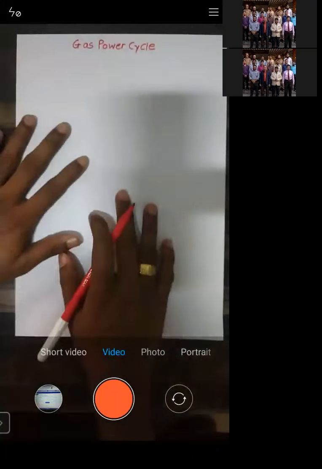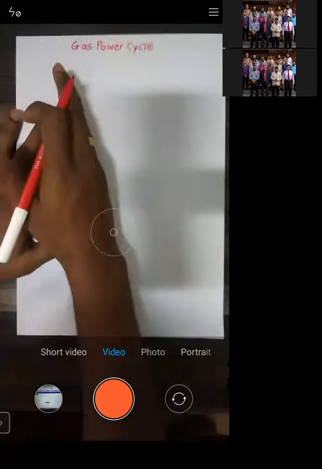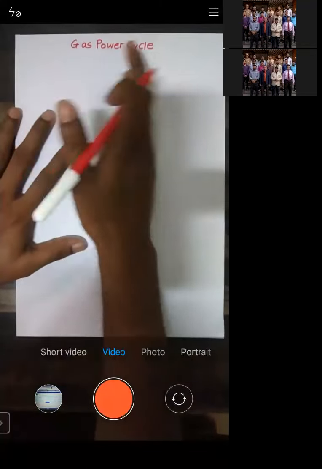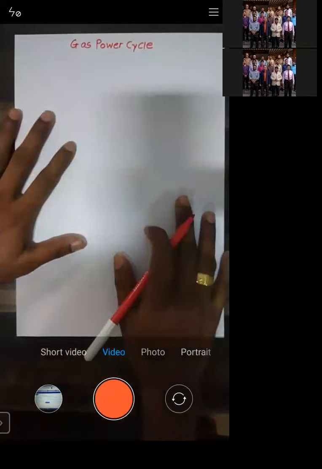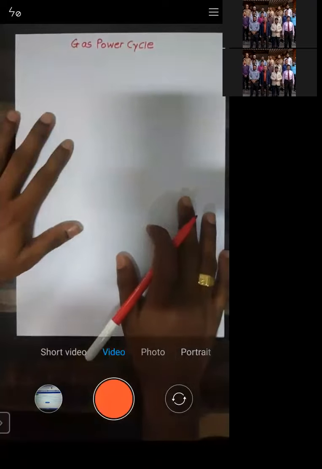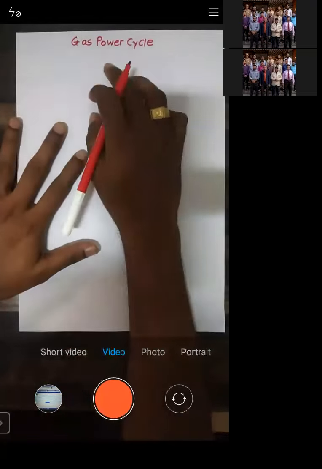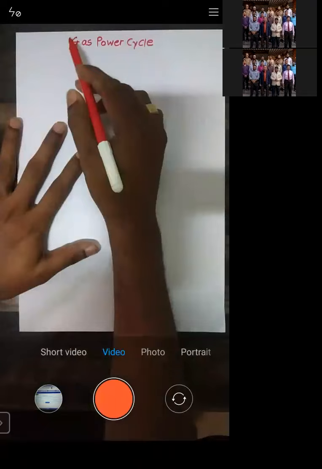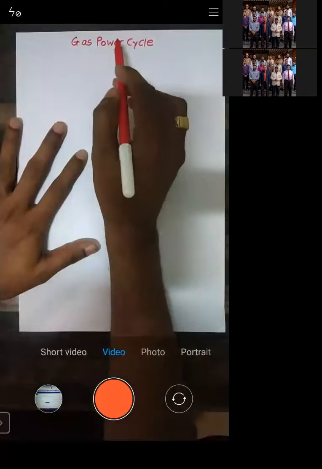In the last lecture, we finished the vapor power cycle. So what is the difference between vapor power cycle and gas power cycle? In the vapor power cycle, we used vapor as a working fluid to generate power. In this concept, we'll be using a gas to produce power. So this is the only change.